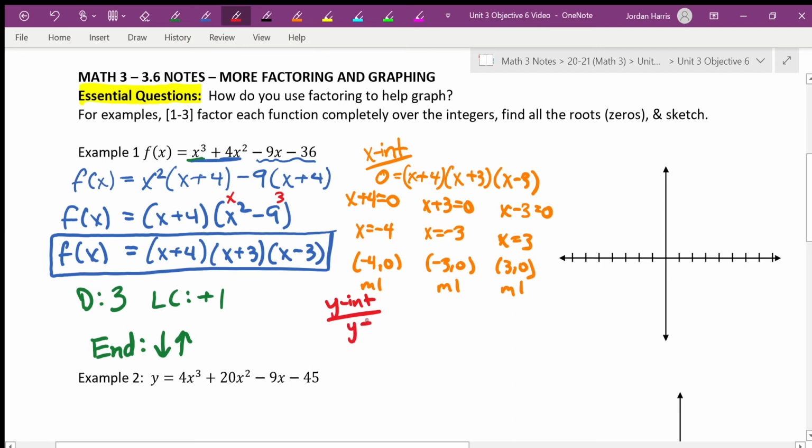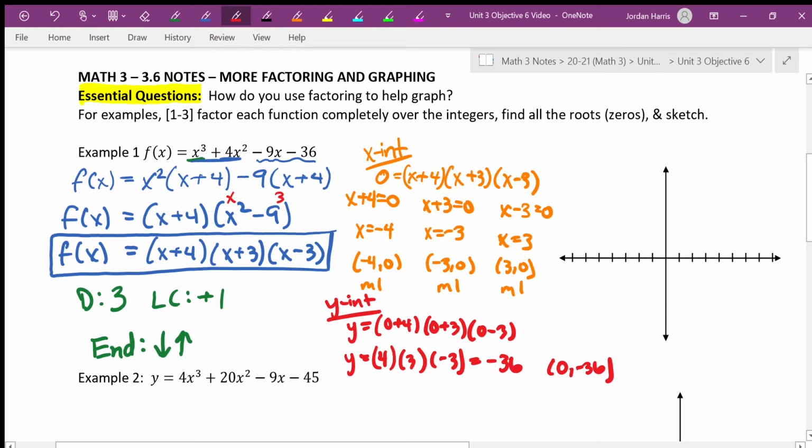So y equals, remember f of x is the same as y, 0 plus 4, 0 plus 3, 0 minus 3. So I get 4, positive 3, negative 3, which gives me a total of negative 36. So (0, negative 36), that is my y-intercept. Okay, so this is practicing. This one is the same, really, as what we've been doing.